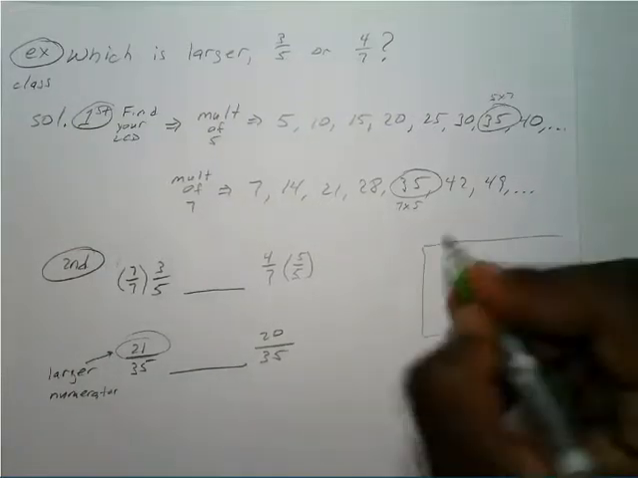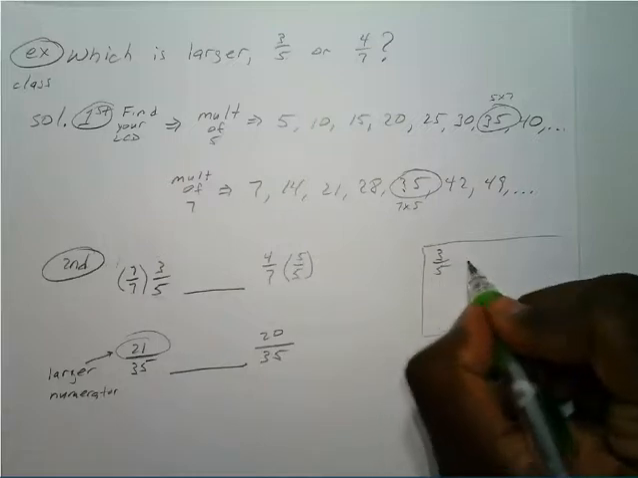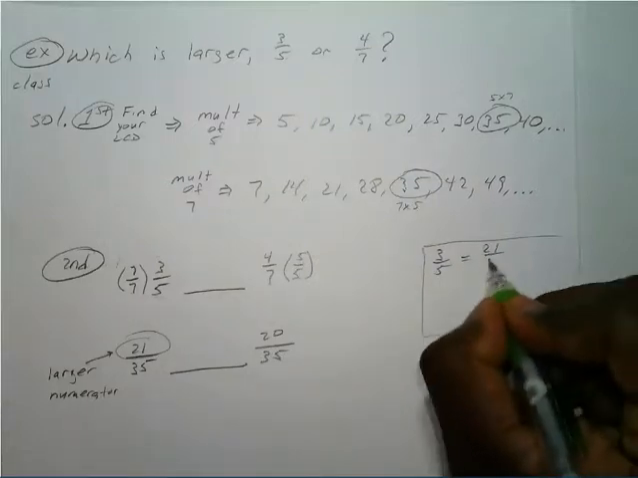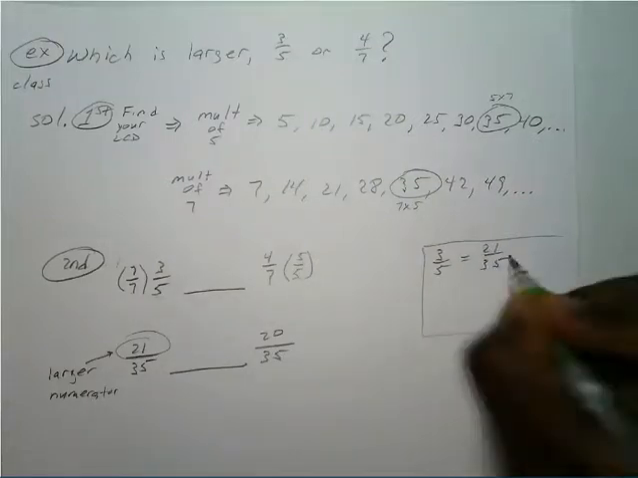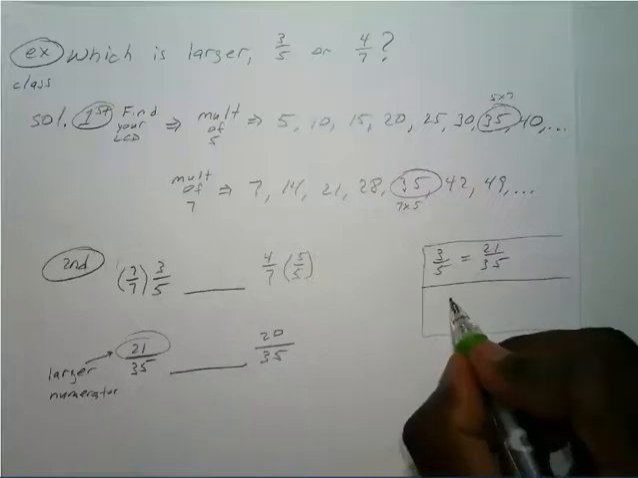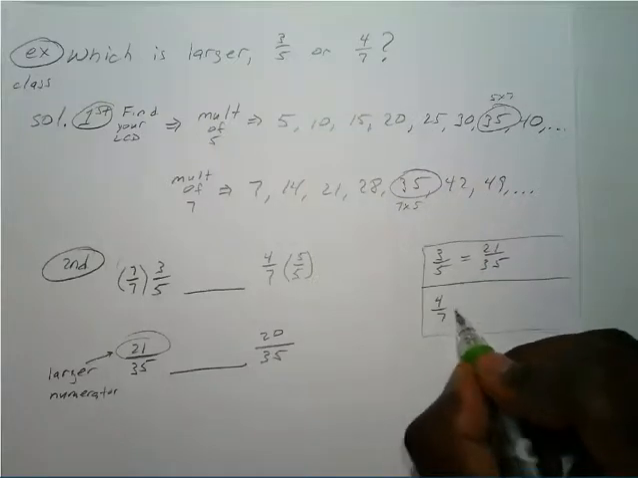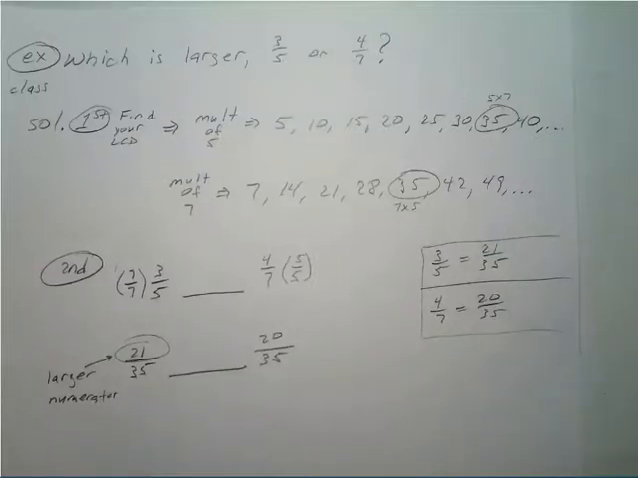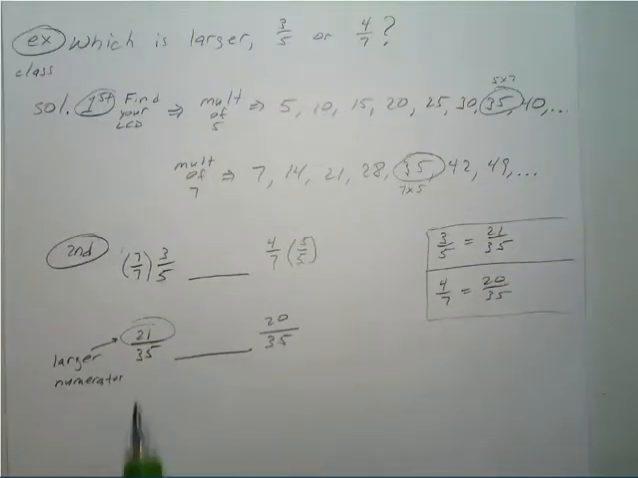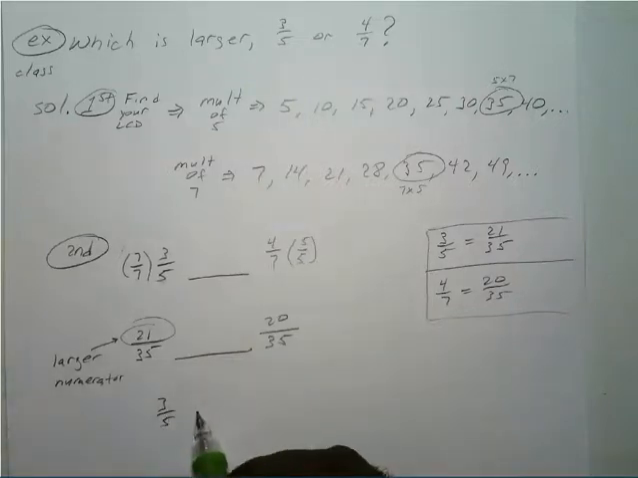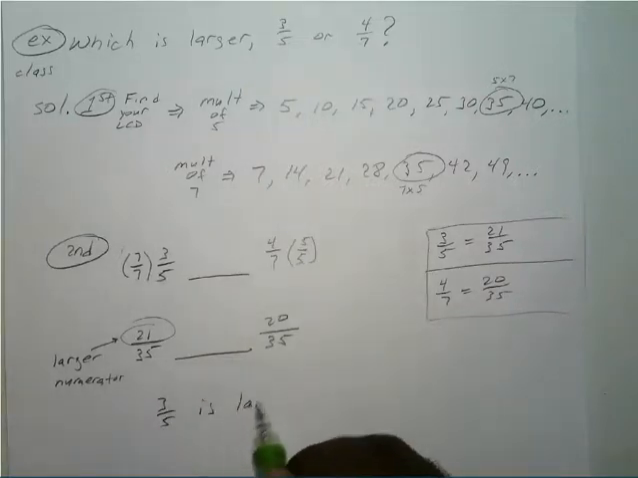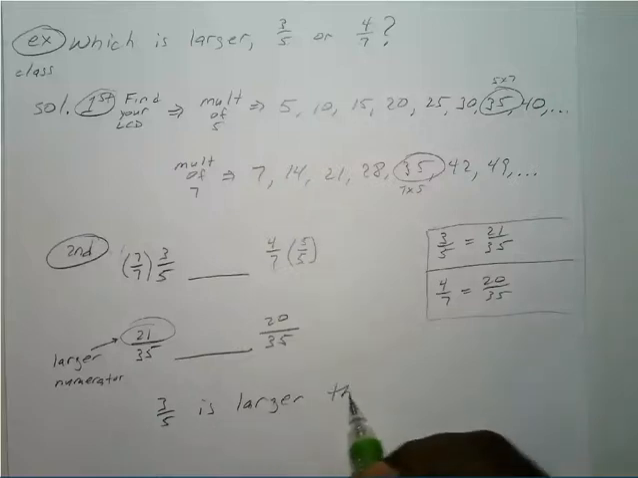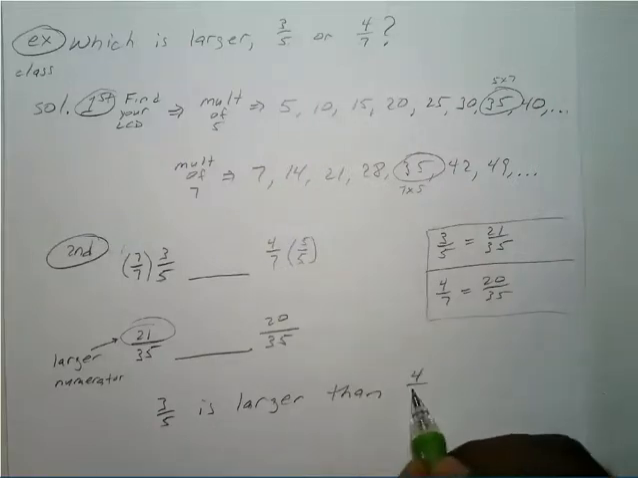And since we know that 3 over 5 is equal to 21 over 35, and 4 over 7 is equal to 20 over 35, they're just equivalent fractions. We know that 3 over 5 is larger than 4 over 7.